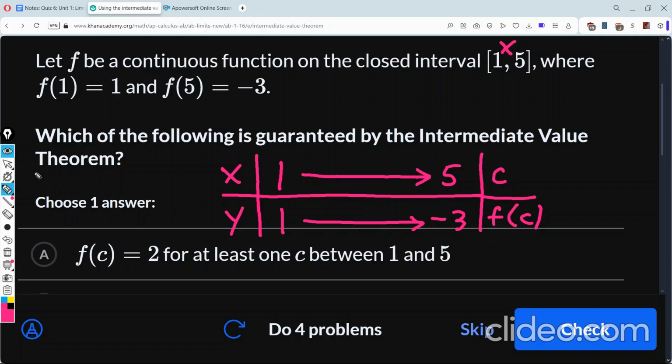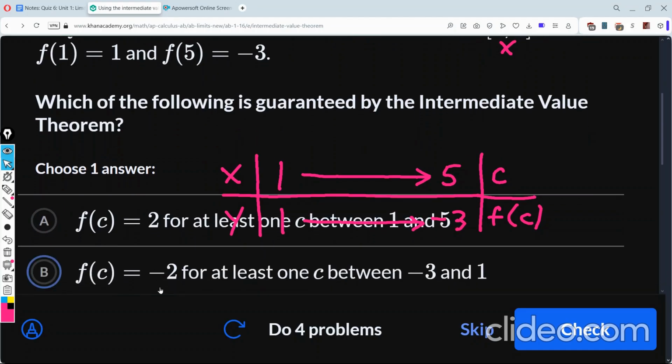So the x coordinate is replaced with the letter c, the y coordinate is replaced with f of c. Let's look at each answer choice. F of c equals 2. Let's see if this is possible. F of c is the y coordinate. If you pick 2, that falls outside of the range. Here we're going from 1 to negative 3, so it cannot be 2.